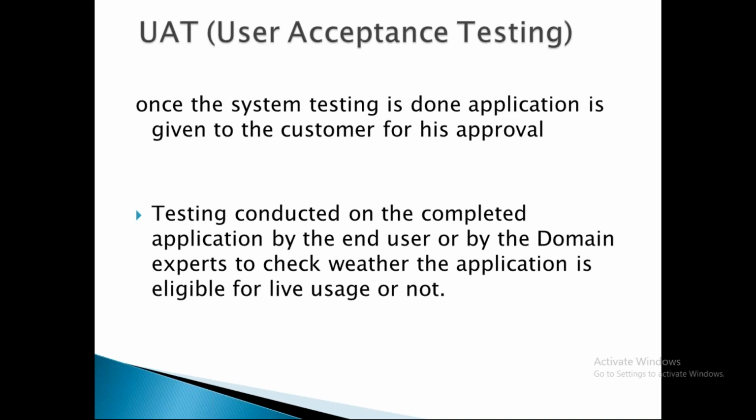Suppose in UAT any functionalities are getting failed, can we deliver it to the customer? No. So again, after system testing, we are going to check in the client environment also, pre-production. If it is okay, then we are going to send it for the live usage. Then it goes to live.